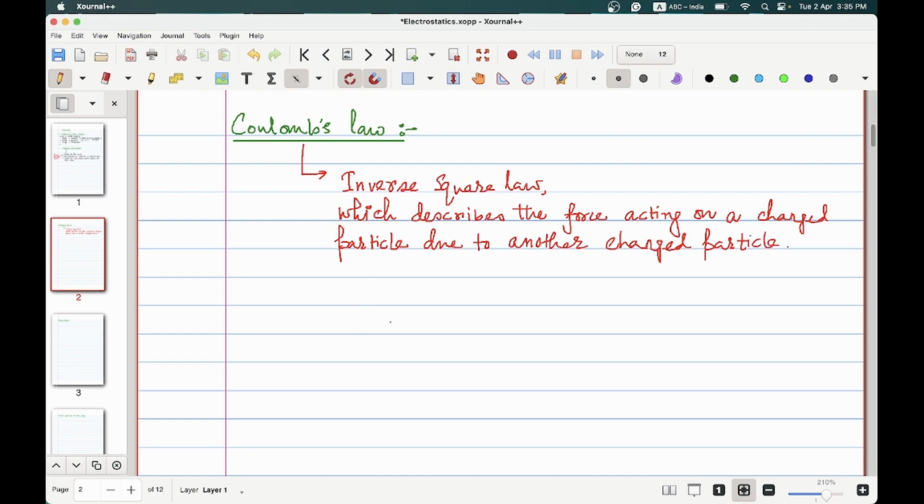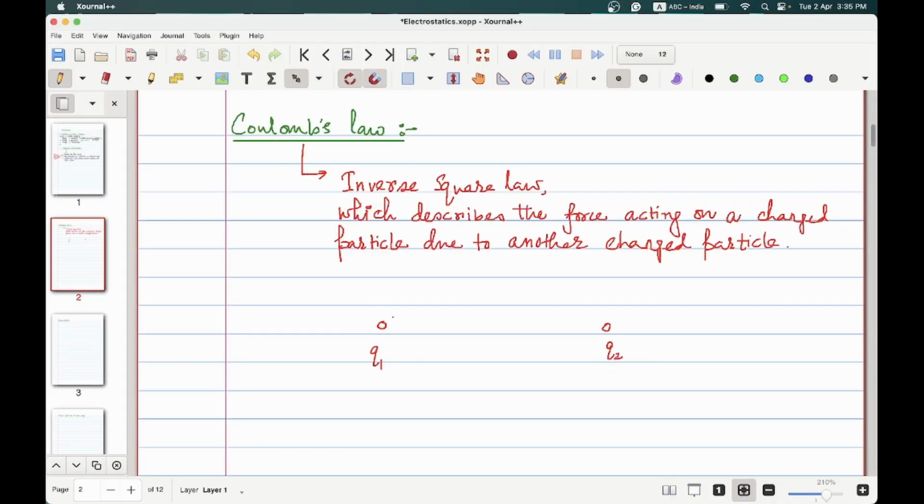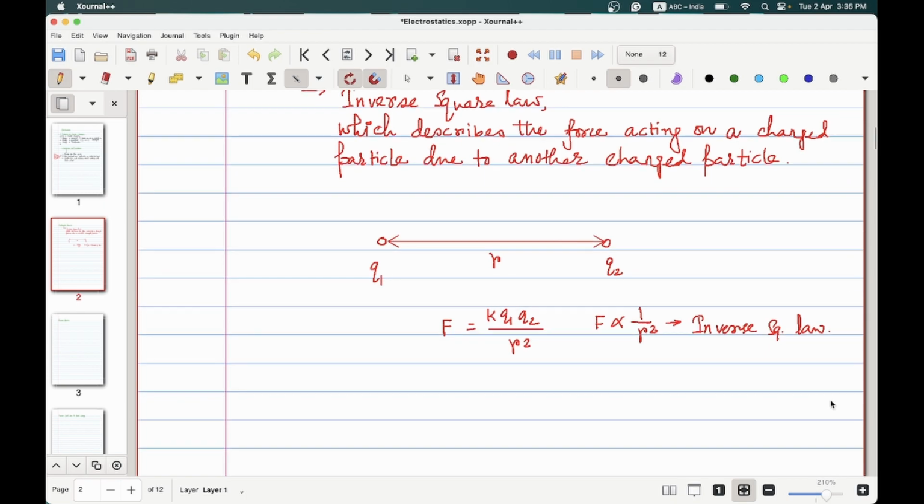So if we consider there are two charges, one is q1 and another one is q2, and the distance between them is r, then the force is proportional to q1 q2 by r square. Now, F is proportional to 1 by r square. This is called the inverse square law. And this is also proportional to the product of the two charges.